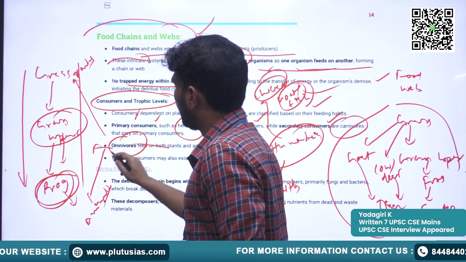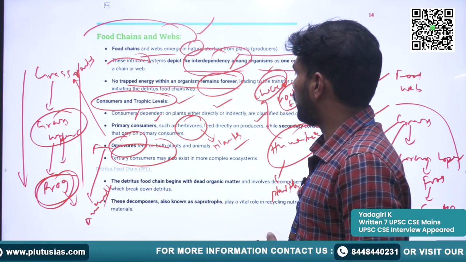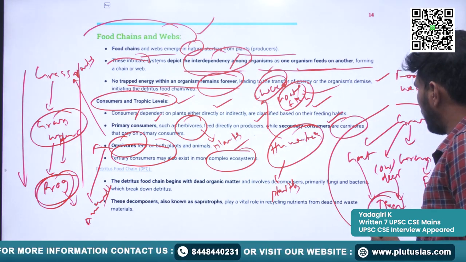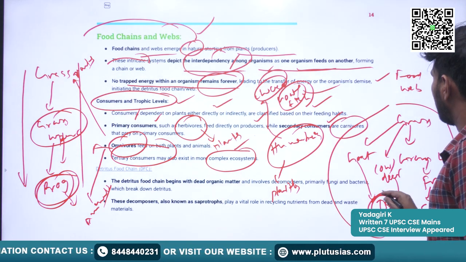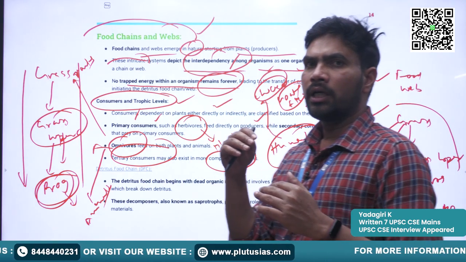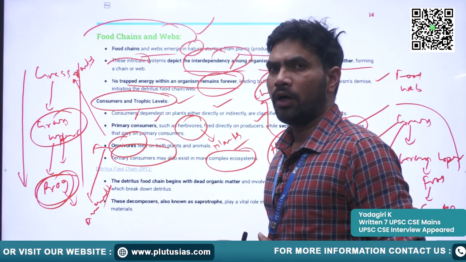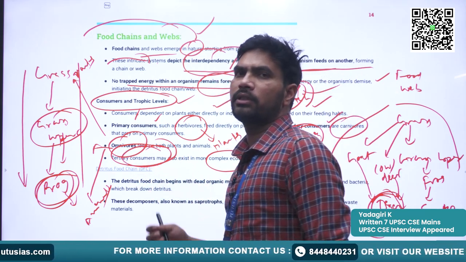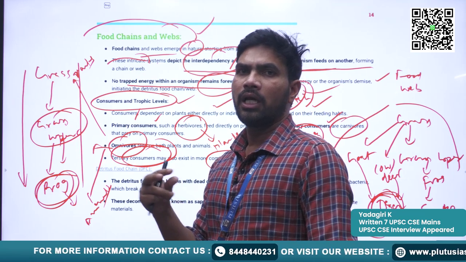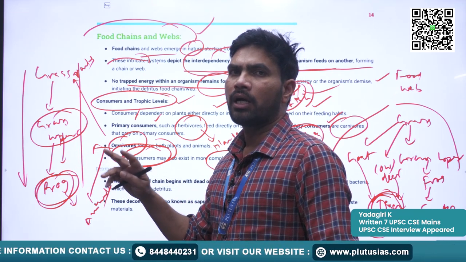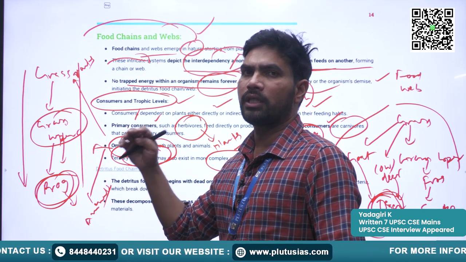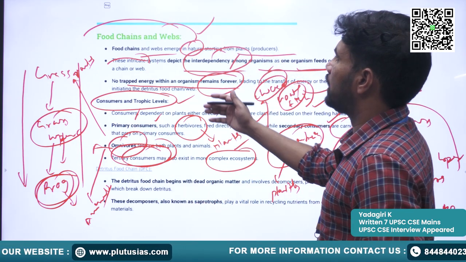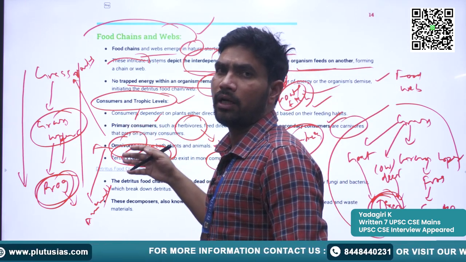In certain food webs, tertiary consumers may also exist in more complex ecosystems. The best example of a tertiary consumer is the tiger. We can say it will come at the third or fourth level in the food chains or food webs. Basically, human beings, tigers, and lions come in as tertiary consumers, right? So these are some of the examples about food chains and food webs.